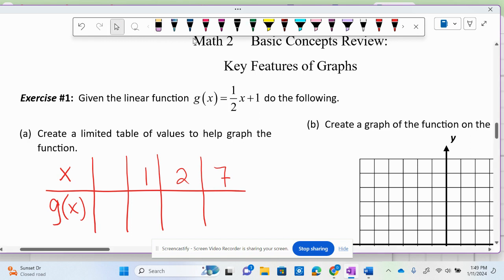Can I offer a suggestion? When you take half of 1, do you get a fraction or a whole number? You get a fraction. So since our slope, since the number we're multiplying by is 1/2, what kind of x value should we pick?